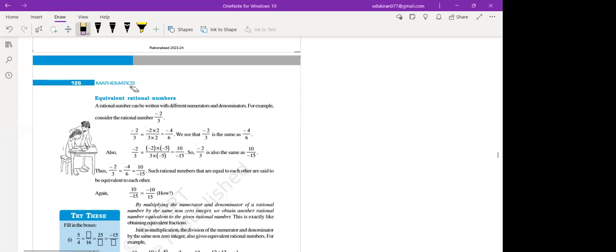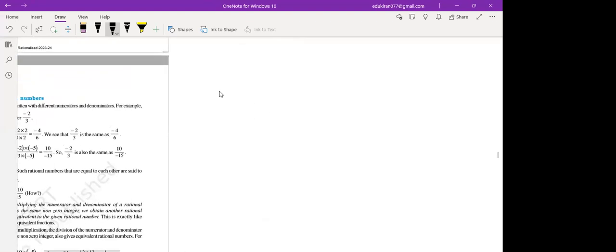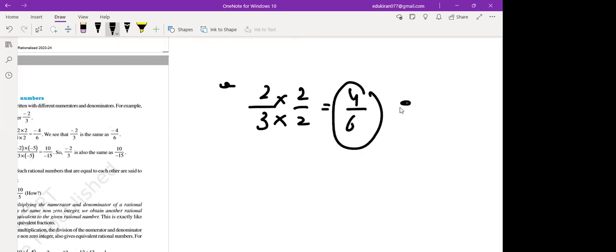Now let's discuss what are equivalent rational numbers. Okay. A rational number can be written with a different numerator and denominator, right? For example, this -2/3 and everything, right? So whenever you have to make that number equivalent, for example 2/3, if I ask you to make this equivalent, what you will do is multiply the numerator and denominator by the same number. The answer would be 4/6. So this is your equivalent rational number.